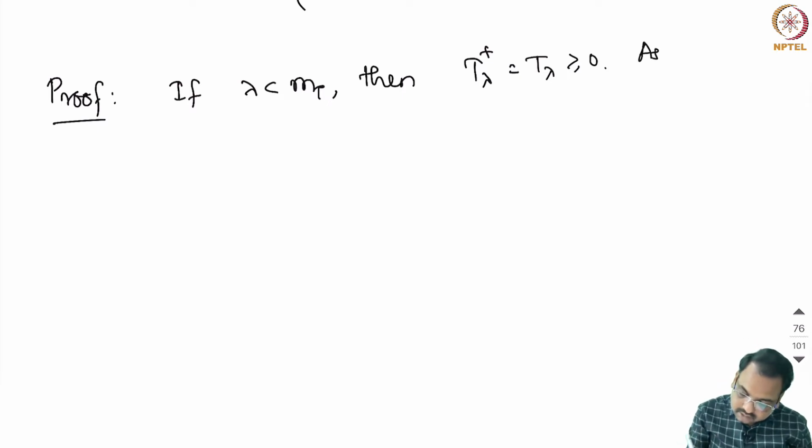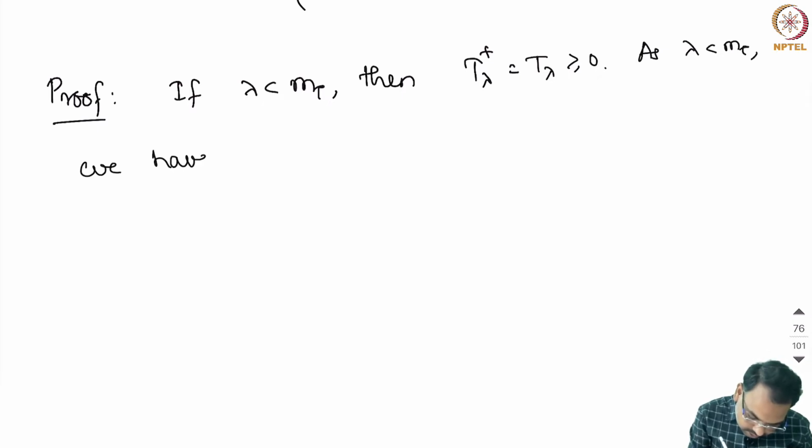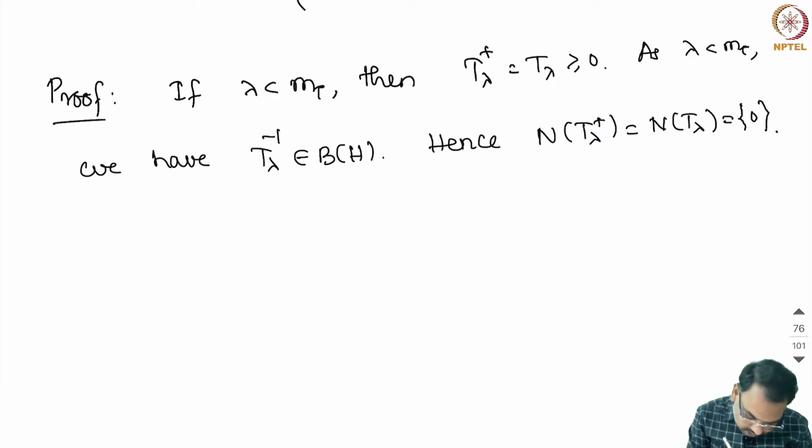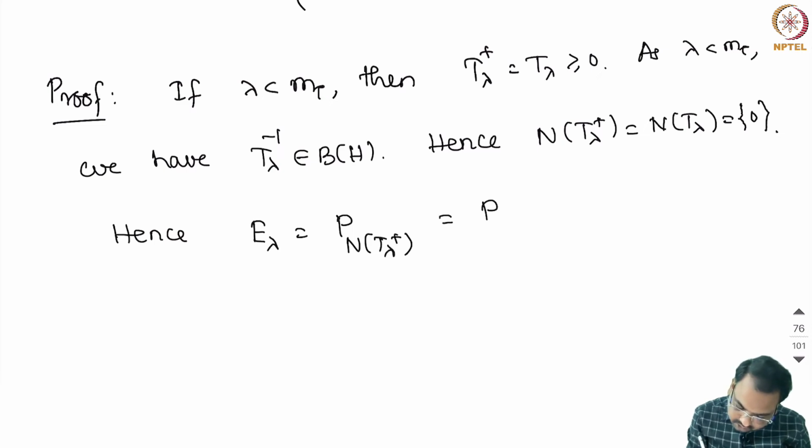So as lambda is less than m, T lambda inverse exists and it is bounded. Hence we can say that the null space of T lambda plus equals the null space of T lambda in this case, which is 0. Hence E lambda in this case is the projection onto the null space of T lambda plus. This is the projection onto a 0 space. This is the 0 operator.